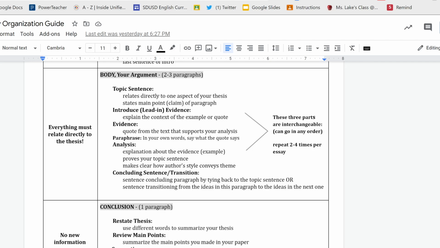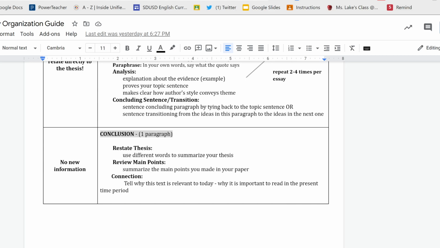A good rule of thumb is to provide 2 pieces of evidence per body paragraph. Finally, write a concluding sentence that wraps up the paragraph and transitions to the next paragraph. Everything should relate directly to your thesis. If it doesn't relate, it doesn't belong in your essay, or you need to revise your thesis.